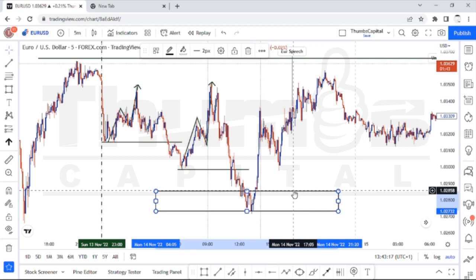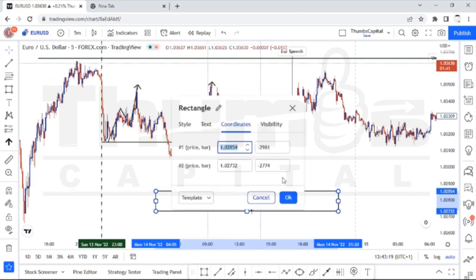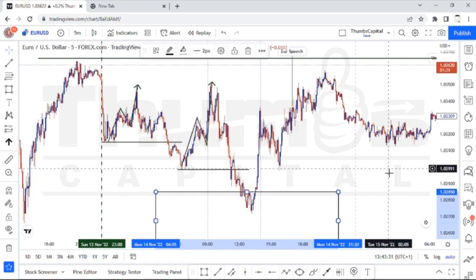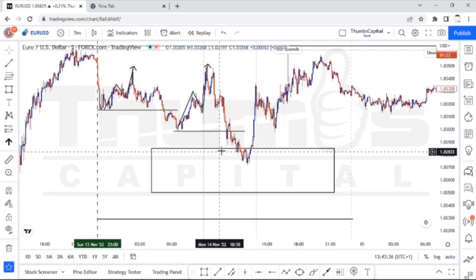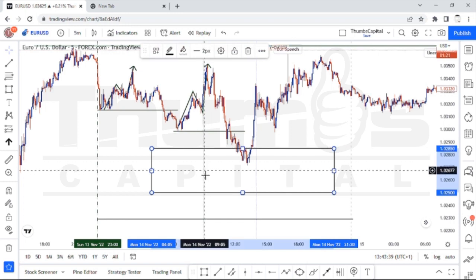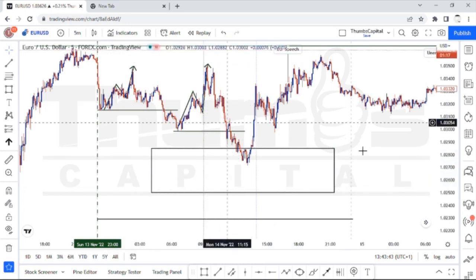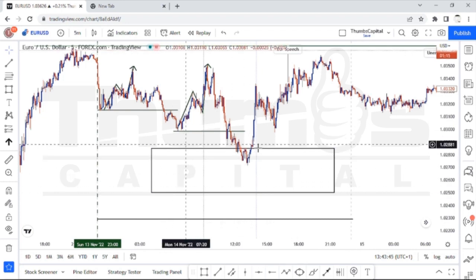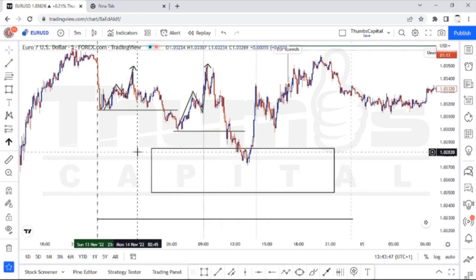I'll go into settings to adjust the numbers. So we have 1.0285, and the next EBITDA price to that will be 1.0250. 1.0285 to 1.0250 is going to be my trade zone. Inside this range is where I want to enter my buy trade.